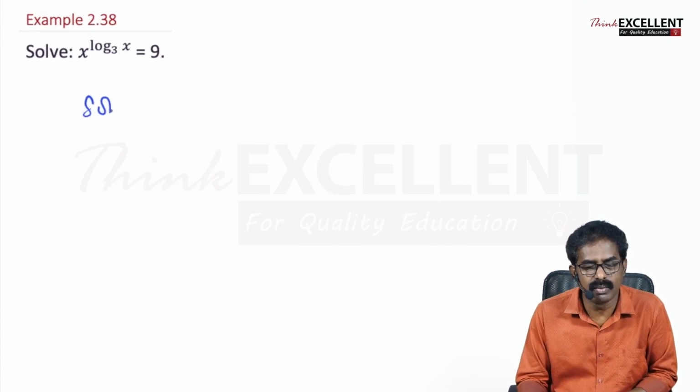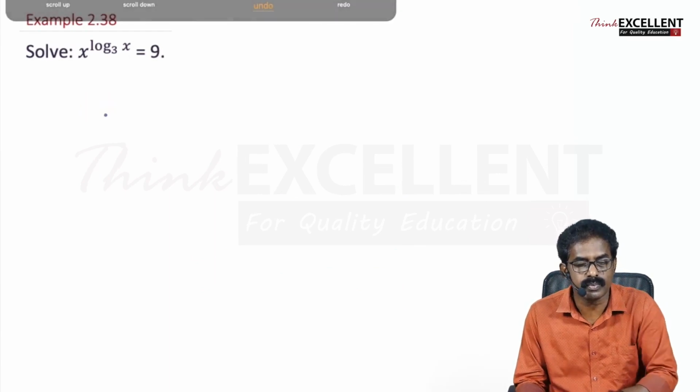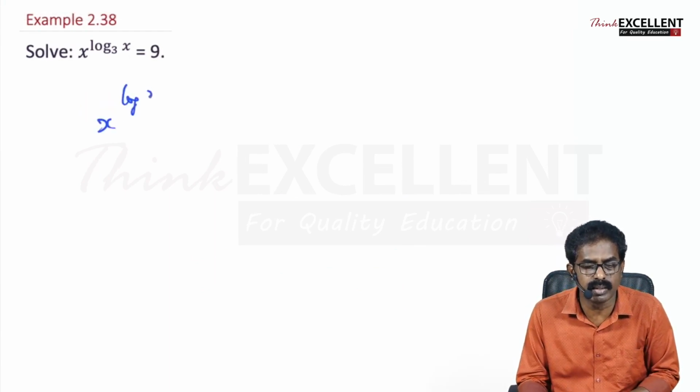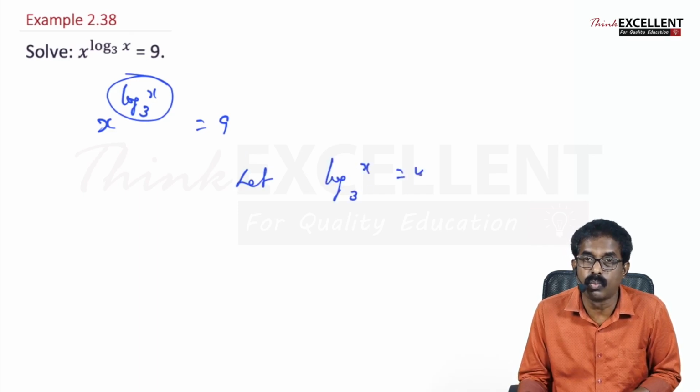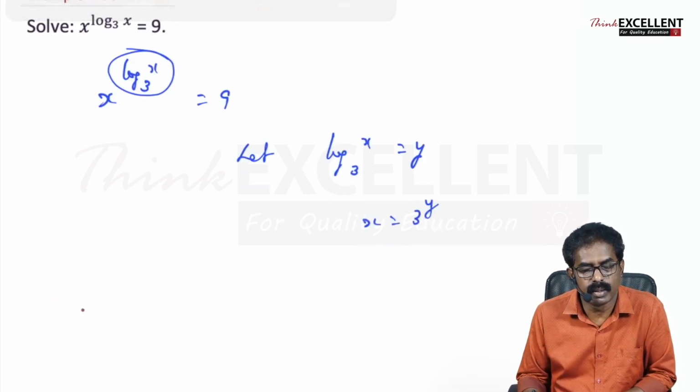So solve: the question is x raised to log x to the base 3 equal to 9. Here the method is, you take this part as y. Let log x to the base 3 be equal to y. So change it to exponential form, x is equal to 3 raised to y. So what's the question? x raised to log x to the base 3 equal to 9.